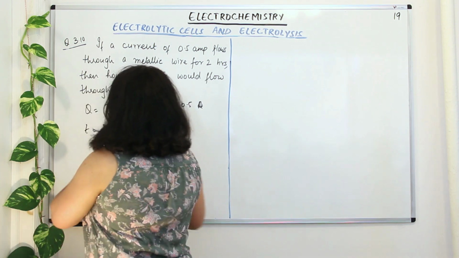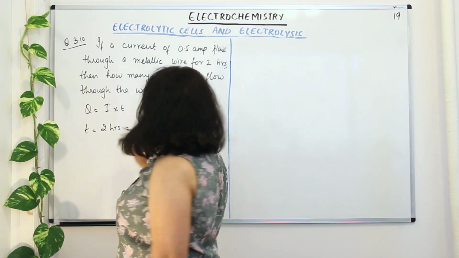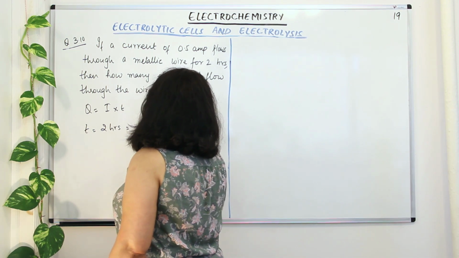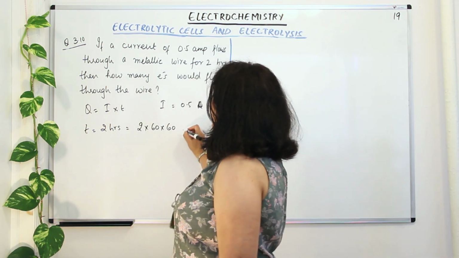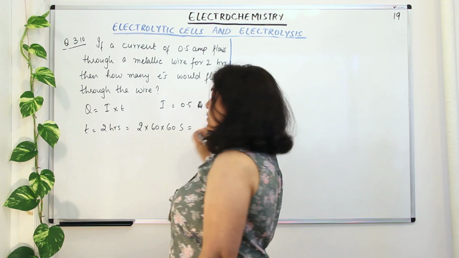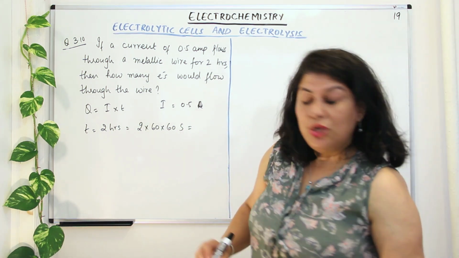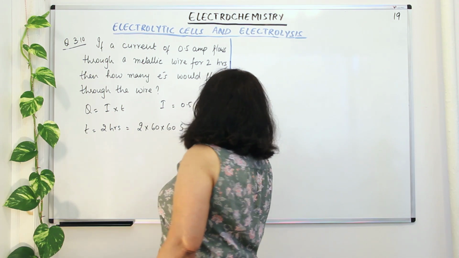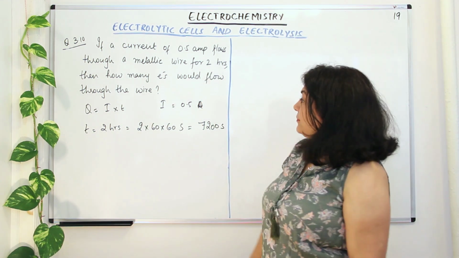So we need to convert T into seconds. So 2 hours would be 2 hours into 60 minutes into 60 seconds, right? So that will give you the time in seconds, which is equal to 7,200 seconds. This is 7,200 seconds is your time.